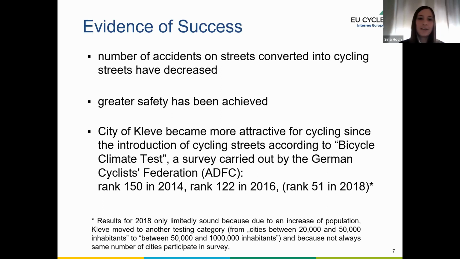Here you see the development of ranks, but I have to say it's a bit questionable how valid these numbers are, because in 2018, due to an increase of population, Kleve moved to another testing category. Also, not always the same number of cities participate in this survey. So you could question the validity of these numbers, but maybe it shows a bit of a trend of the development of how attractive cycling is in the city.